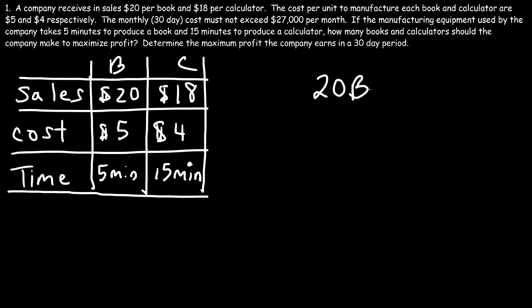So the sales that come from the books is going to be 20 times the number of books. And the sales coming from the calculators is going to be 18C, or $18 per calculator times the number of calculators produced by the company. And that's going to equal S, the total number of sales. Now we have three variables in this equation, and this is the objective function. We need to maximize S.